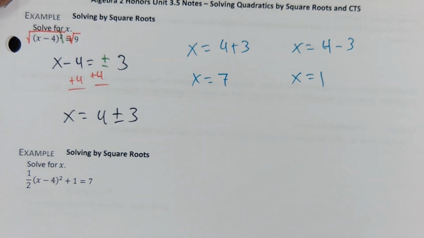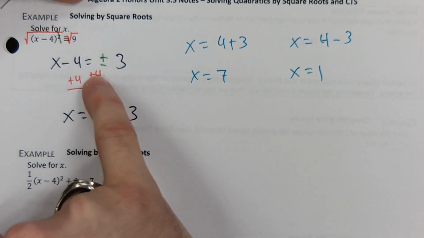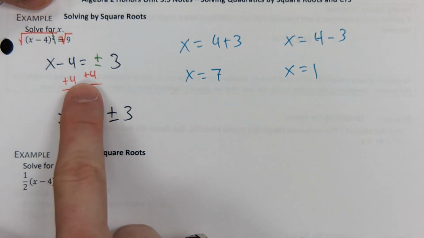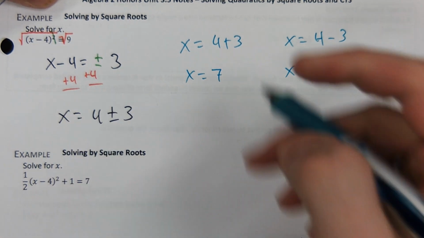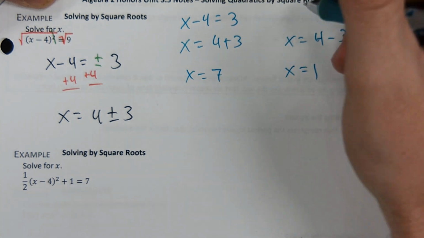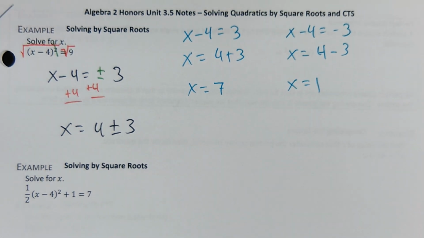If you are concerned that you're going to accidentally add this 4 to this 3 and say plus or minus 7, and you know, this is an individual basis, if you're concerned that you might accidentally do that, then before you add 4 to both sides, write this as 2 different equations. And then add 4 to both sides. So that's up to you. That's a you thing. You have to make that call.